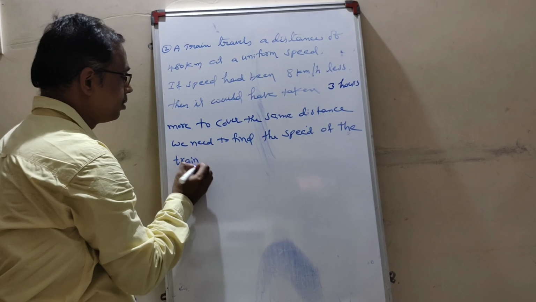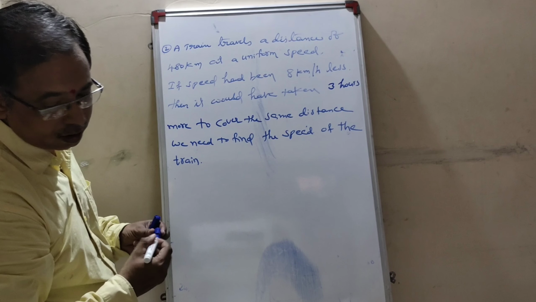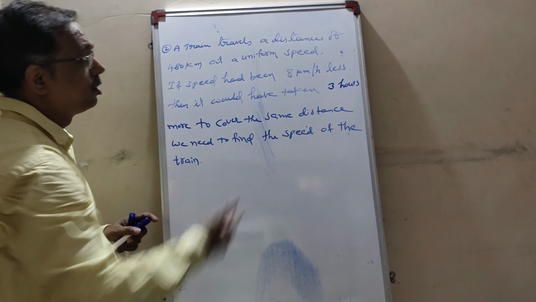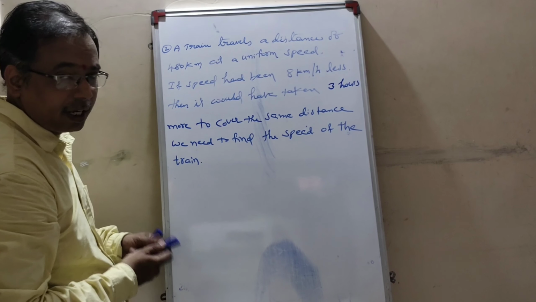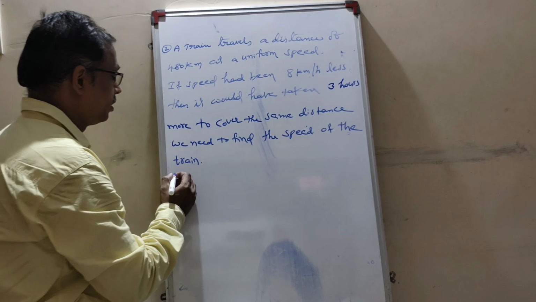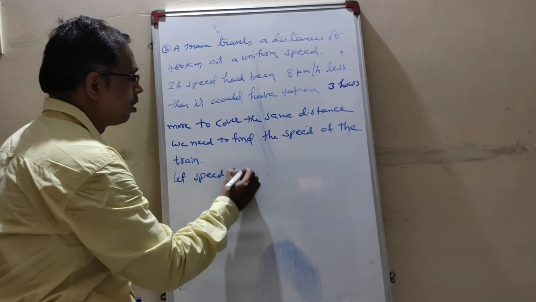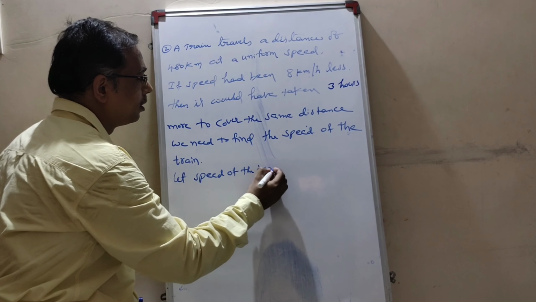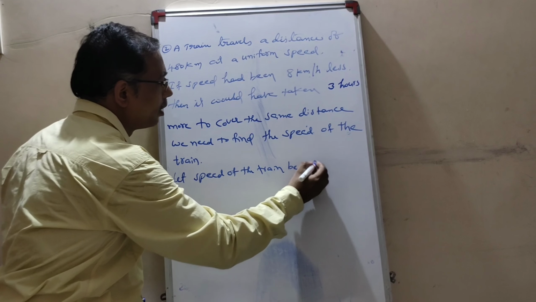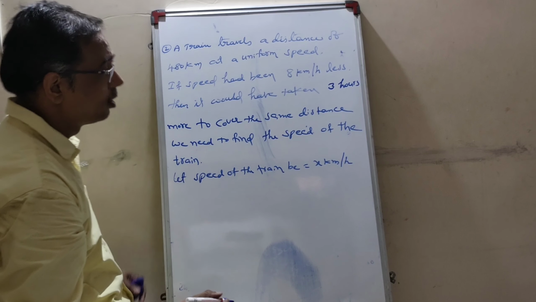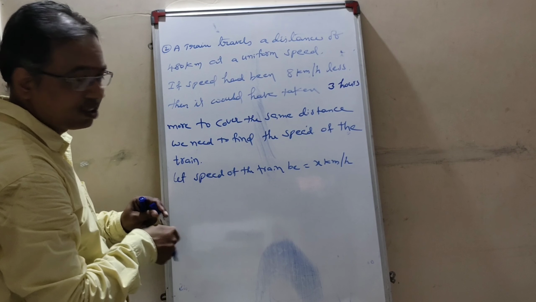So how can we find the speed of the train? So here, let the speed of the train be x kilometer per hour. So we have a formula for speed.